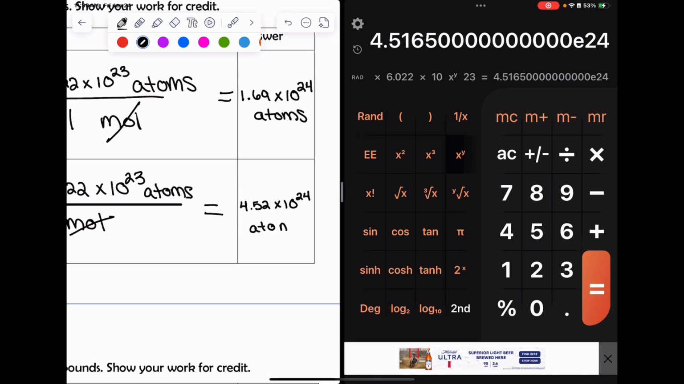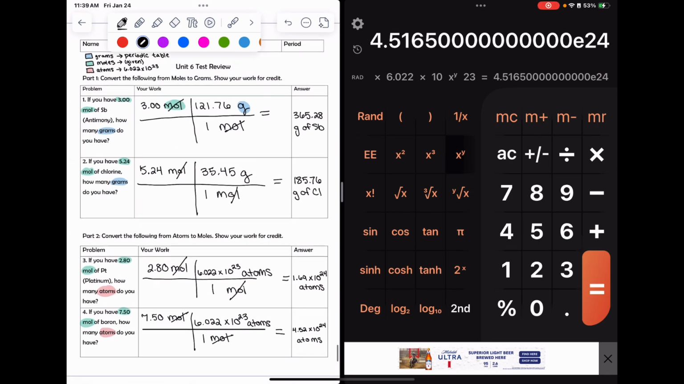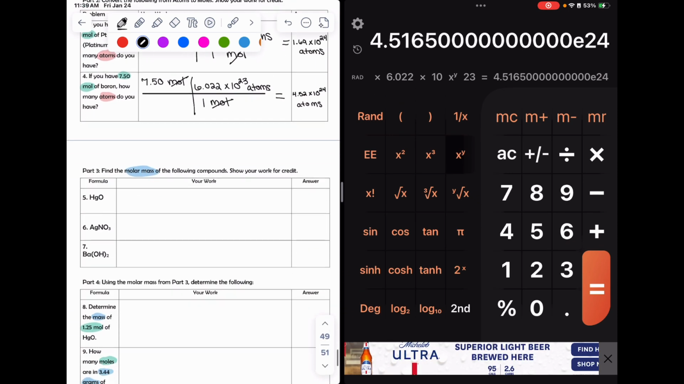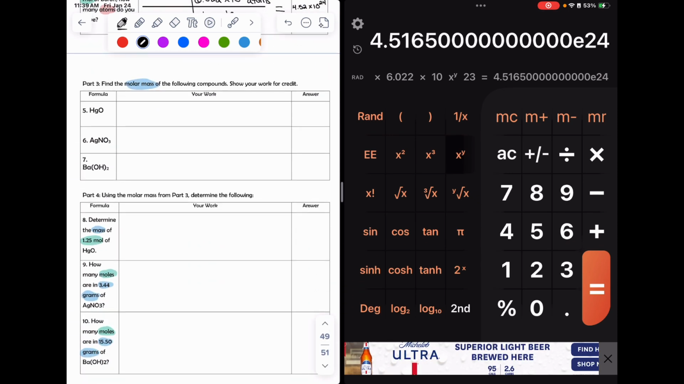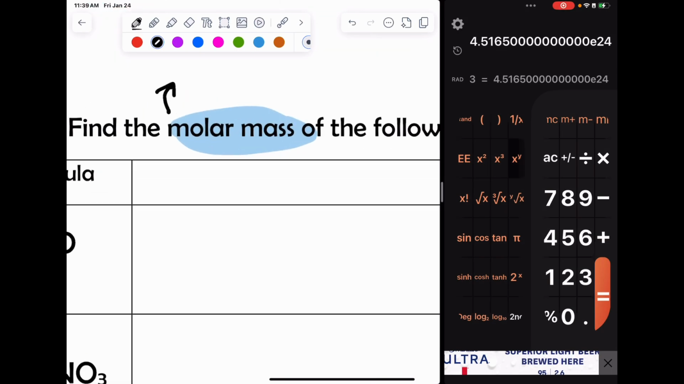What? Why are we erasing things? All right. So that is the first page complete. Let's go on to the second page. Part 3, finding molar mass. Now, molar mass, ding, ding, ding, we need to look at the periodic table.